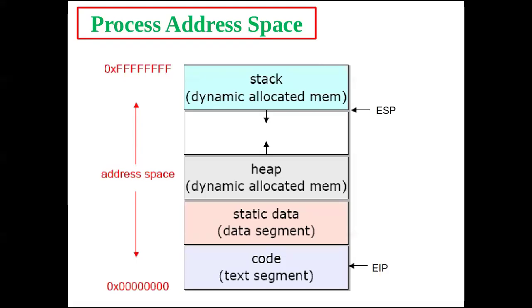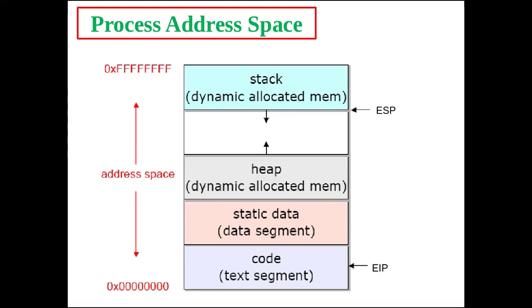Now let us see. At the top, we have the stack, also dynamically allocated memory. Again, the stack is also dynamically used during the execution. It manages function calls. It stores local variables. And we do see ESP pointing here. ESP points to the top of the stack. Now see the arrow. The arrow is pointing downward, and this shows the stack grows downward towards lower memory addresses.